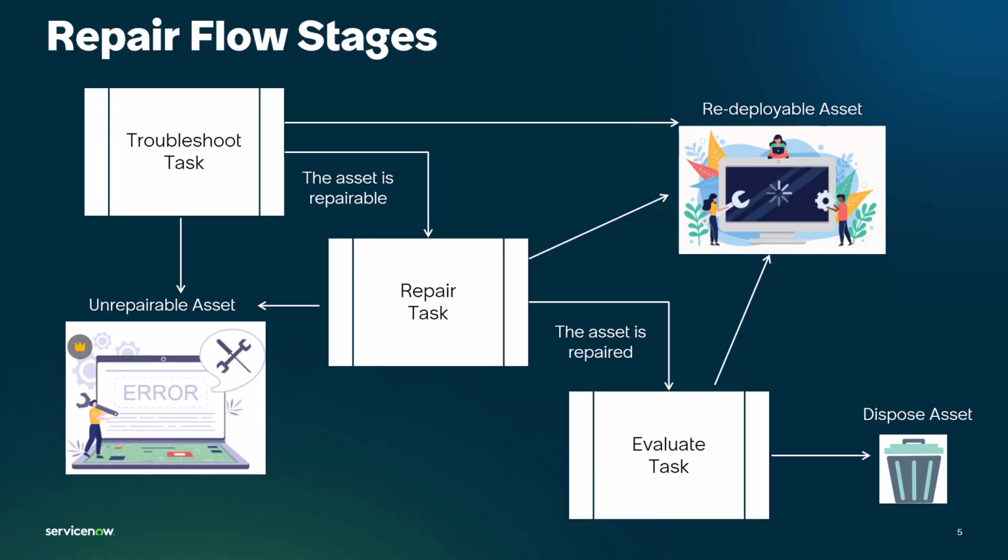So the different stages that a repair order is going to go through, they're all going to go through this very first stage, which is the troubleshoot stage. And that's where the asset technician is going to evaluate or look at that asset to try and determine what needs to be repaired. So from that, they're going to have a few options.